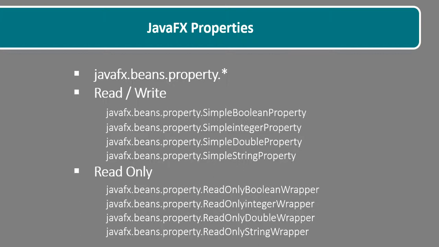And of course, if you want to work with a string property, you have to use this simple string property. Under the read-only properties, we have the read-only boolean wrapper. We also have the read-only integer wrapper, the read-only double wrapper, and the last is the read-only string wrapper. Let us see how to implement these properties, the read or write, and read-only properties.